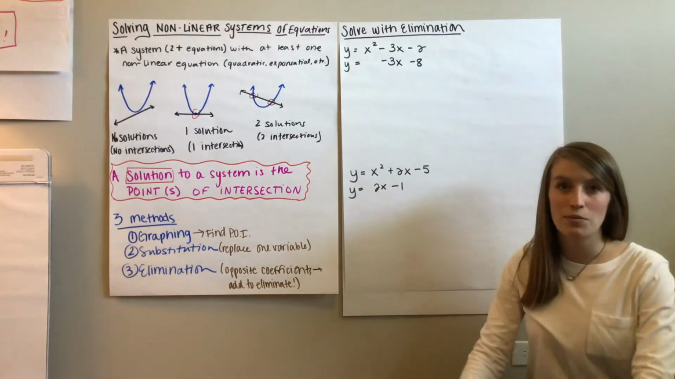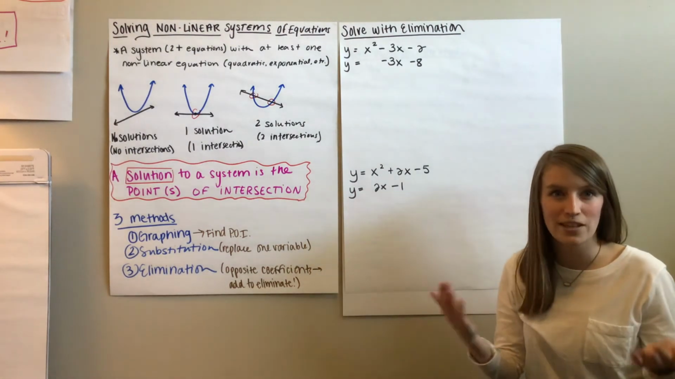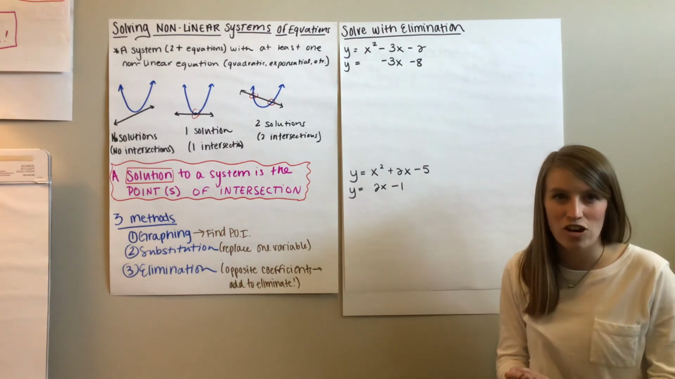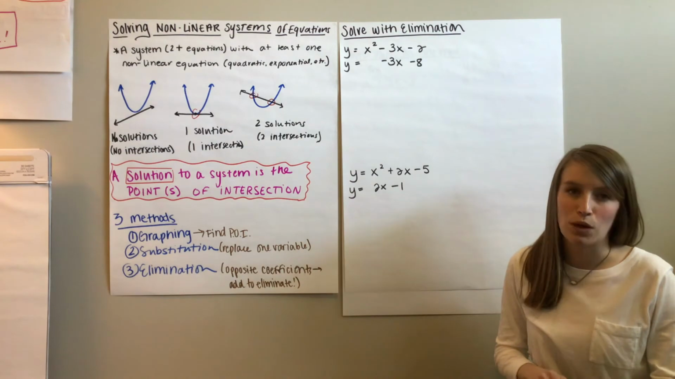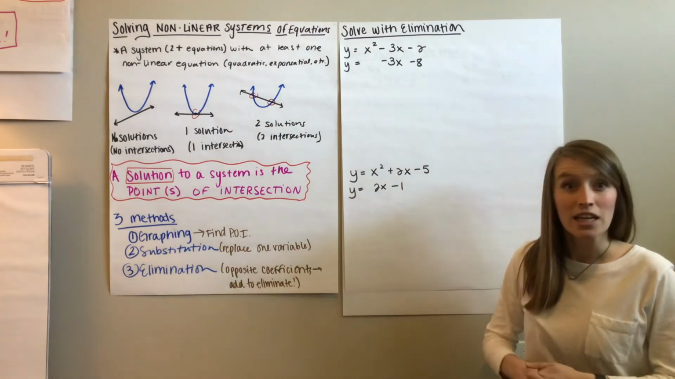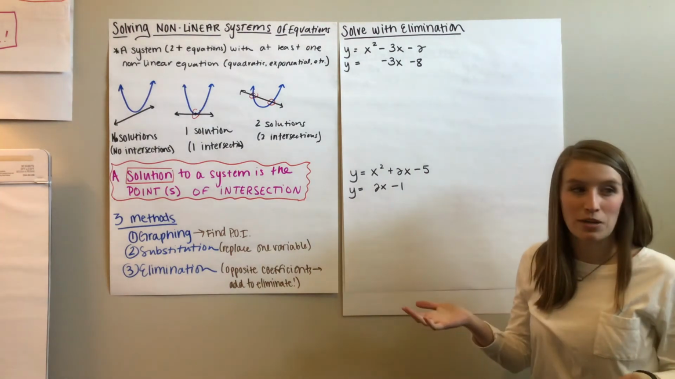Okay, solving by elimination. What solving by elimination was when we got opposite coefficients and added our equations together, and then a certain variable eliminated. That's why we call it elimination. Here, we're always going to try to get our y's to eliminate.